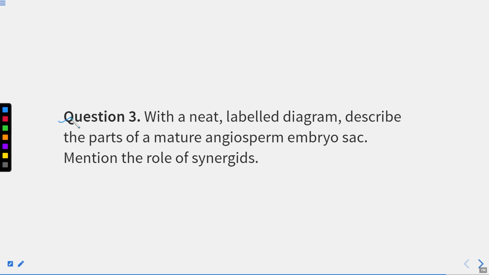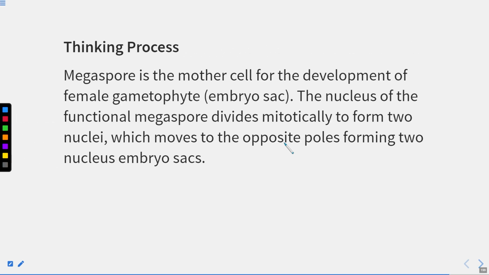Question number 3. Now with a neat and labeled diagram, describe the parts of a mature angiosperm embryo sac. Again, you have to describe and label and draw a diagram of the mature angiosperm embryo sac, and then you have to mention the role of the synergids. So this also we have already discussed, how the mature angiosperm embryo sac looks like. Before getting to the answer, let's study this.